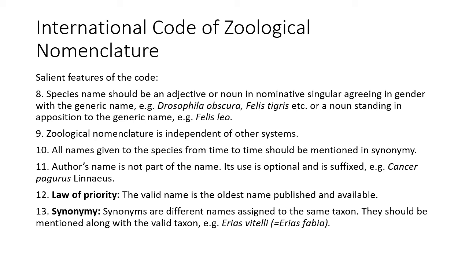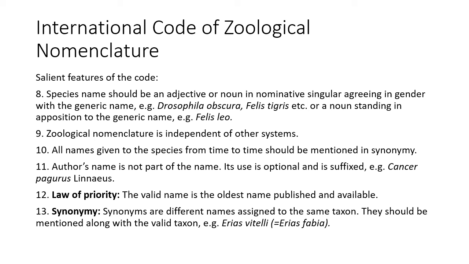So the 8th code rule is that species name should be an adjective or noun in nominative singular, agreeing in gender with the generic name, or a noun standing in opposition to the generic name. These are just complicated rules of the Latin language. That is how I understand, and so I just cram this rule. Then zoological nomenclature is independent of other systems. So for example, it will not depend on the element naming system or anything. This is an independent system.